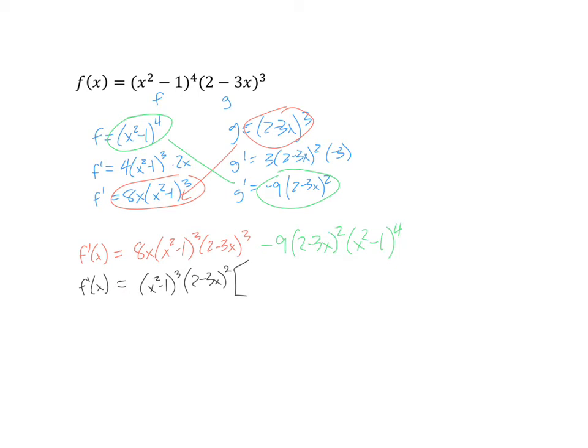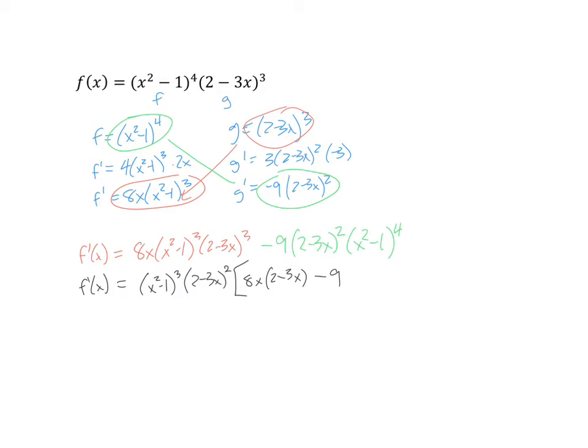So now we got to figure out what's left over. So when we divide each of these out, we have an 8x left over in the first set, in the red set. The x squared minus 1's cancel, but we have an extra 2 minus 3x to the power of 1. These will always be to the power of 1, because when we're doing the derivatives, we're always dropping our power by 1. So our common factors should also be different by 1.